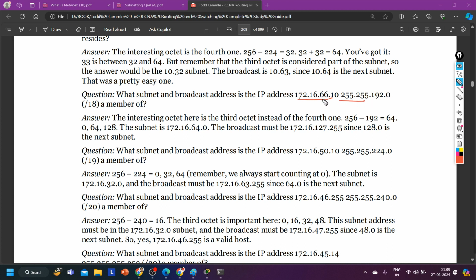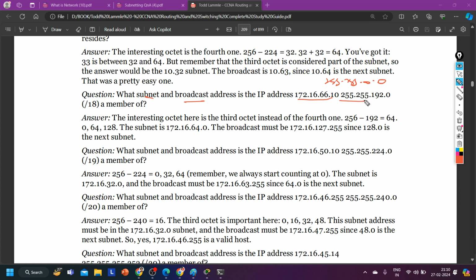Tell me, guys, the slash value is /18. So what is the subnet and broadcast? First of all, this IP address belongs to which class? Class B. So the default subnet mask is 255.255.0.0. Which means how many bits have I borrowed? 2 bits.